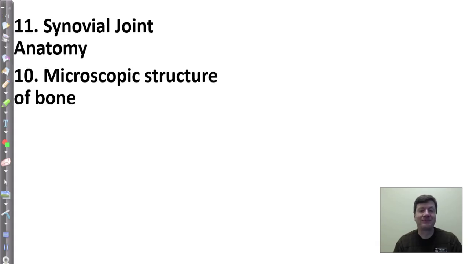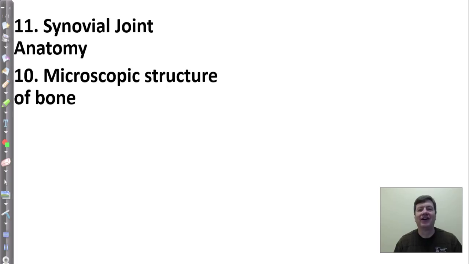Number 10, microscopic structure of bone. Recall that we looked closely at Haversian systems, the osteon of compact bone. So make sure you understand, first off, differences between compact bone and spongy bone, but then remember that trabeculae, for example, are characteristic of which type? Of spongy bone. Remember that spongy bone has a different name. Compact bone has a different name. If you see cancellous bone, you should know which one that is.